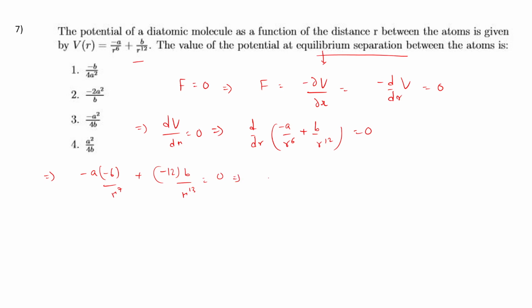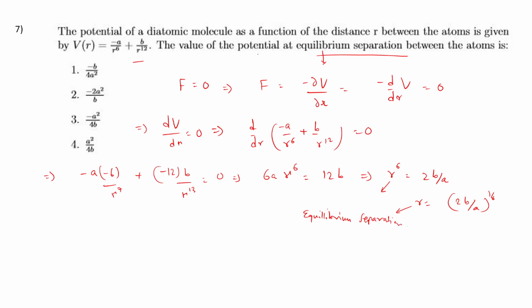So this gives me 6a times r^6 equal to 12b. This implies r^6 equals 2b over a. So at the equilibrium separation, r equals (2b/a) to the power 1/6. So this is the equilibrium separation, the separation at which the force equals 0.